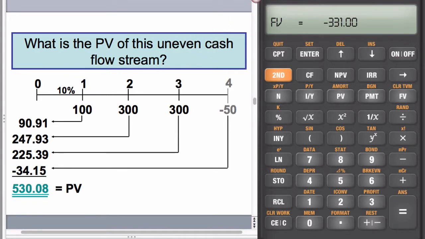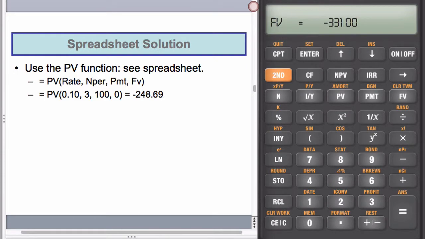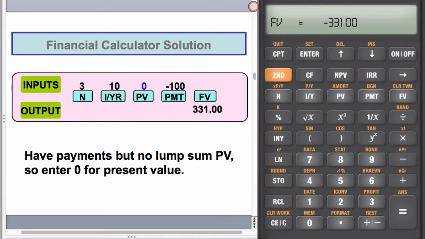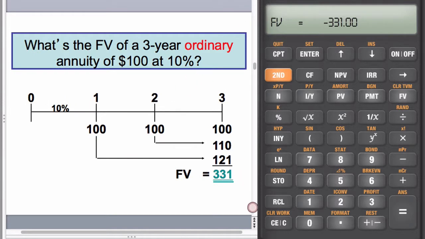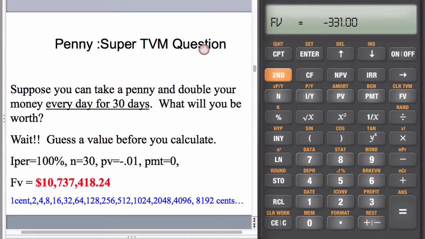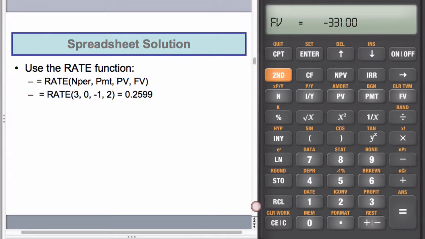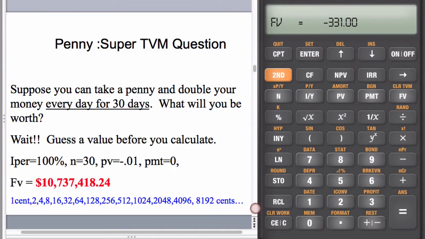This is about uneven cash flow streams. I'll get to that in a second. Some of you must have thought that, well, Hank, he skipped through some slides here. So I was here, and then you notice this super TVM question. I actually have an associated screen capture video, which is posted, which goes into that. But since we are here, I'll just quickly give you a recap of this.